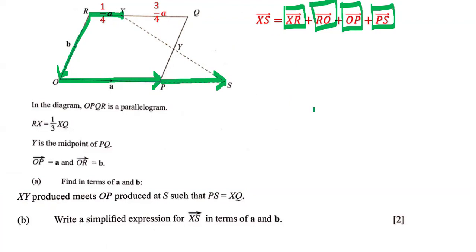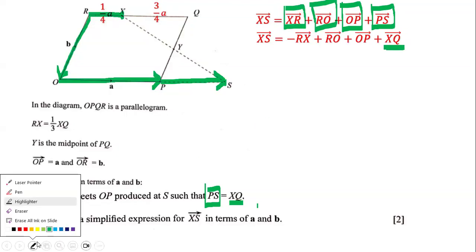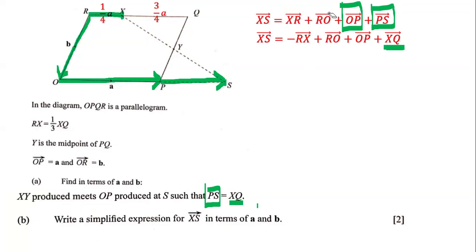But what is PS? We know that PS is actually equal to XQ. And so let's substitute that in. We know that PS is equal to XQ, and so that is something that we need to consider. Let me erase this. So PS is equal to XQ, so we just put XQ here.